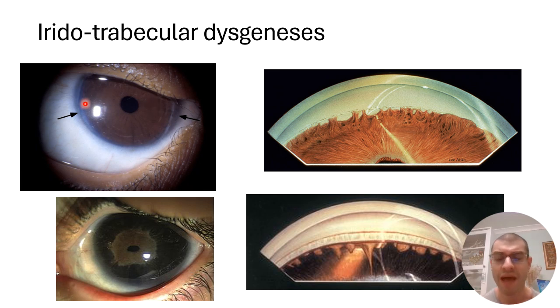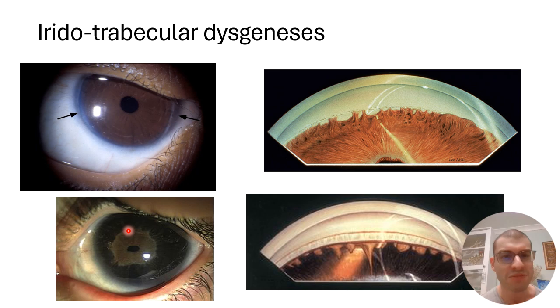Now, when you get posterior embryotoxon plus iridotrabecular adhesions like these, it then becomes known as Axenfeld anomaly. When you get this plus iris dystrophy, it then becomes known as Axenfeld-Rieger anomaly. So these two things are often known as an Axenfeld-Rieger spectrum. Now, you can get Axenfeld-Rieger anomaly as part of a systemic condition called Rieger syndrome, which is when you get an Axenfeld-Rieger anomaly plus microdontia plus hypodontia plus redundant periumbilical skin. So you just get a big flap of skin around the belly button, basically. They can ask you about that in the exam, believe it or not.